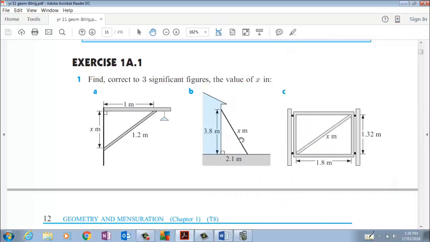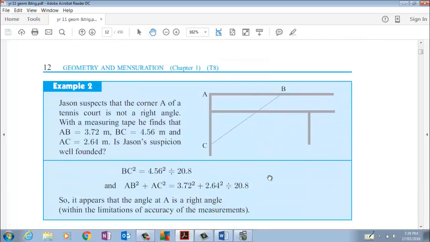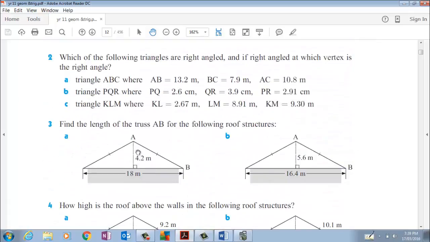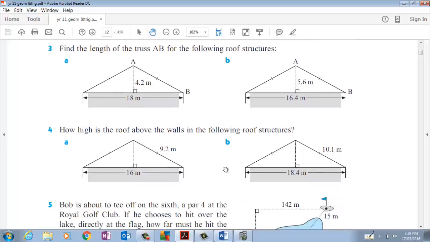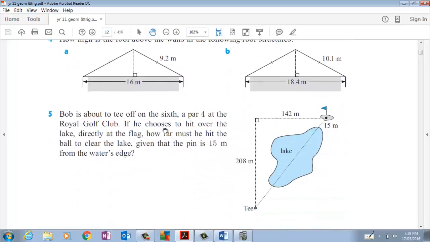Now you could work out x in the following ones. They are a little bit easier because x is on the hypotenuse. You don't have to rearrange it like the one we did. All of these are very similar, except it's in context. This is a roof, and you have to find the unknown length of the slant height. Or in this triangle, 4.2 and 9, you have to work out AB. They're all similar. This one here is a golf shot. Once again, use Pythagoras, x being the distance from the tee to the flag.